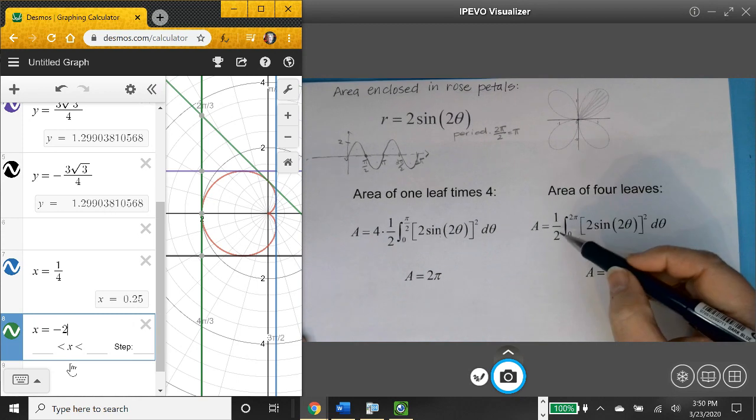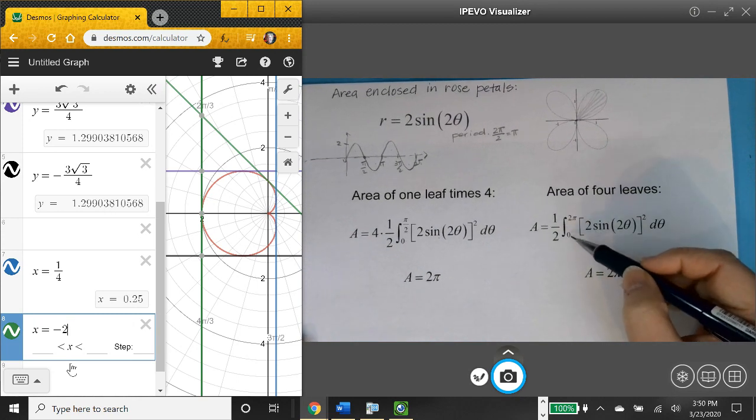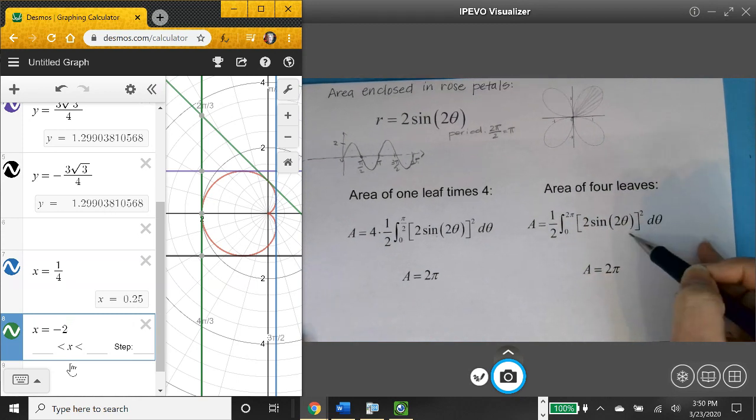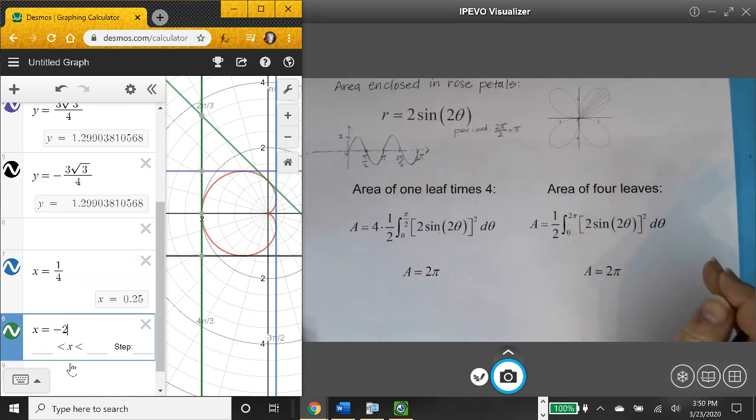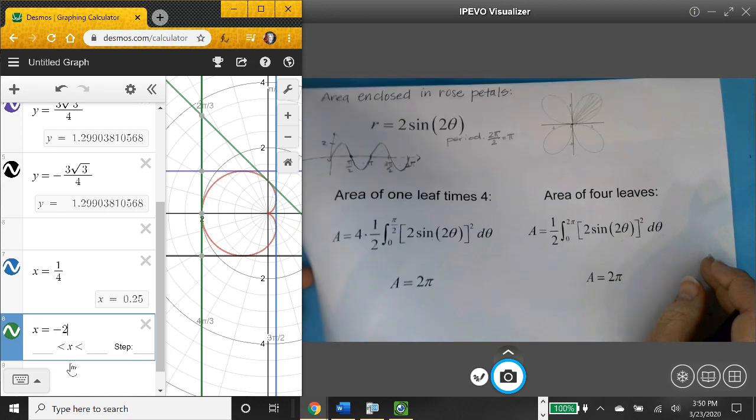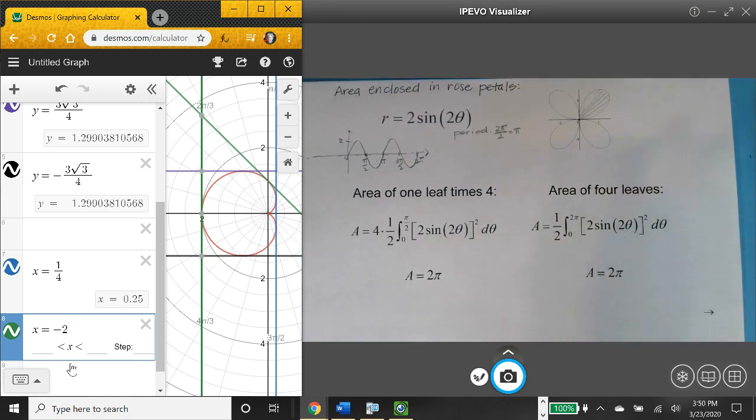All right, and then that would be 1/2 times the integral from 0 to 2 pi of r squared d theta. And again, you'd have to use the power reducing formula to integrate sine squared. All right, but I'm not going to do that. I know you can do that.